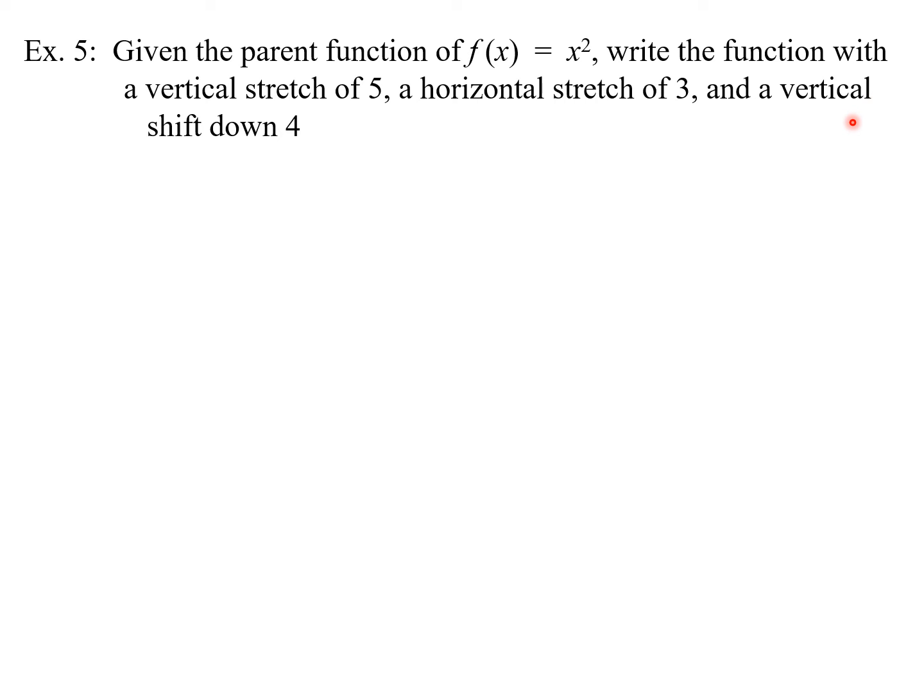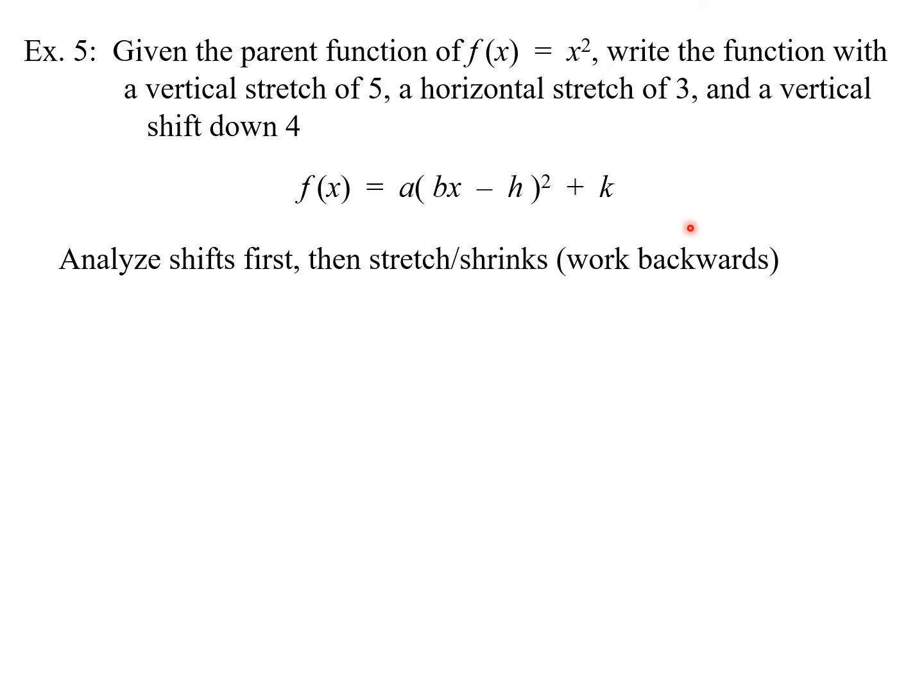All right, next example. Given the quadratic parent function, write the function with a vertical stretch of 5, horizontal stretch of 3, vertical shift down of 4. In general, the function is going to look like this. We have to identify the a, the b, the h, and the k. Let's work backwards. Let's analyze the shifts first, and then the shrinks. So work backwards: get k first, then h, then b, then a.